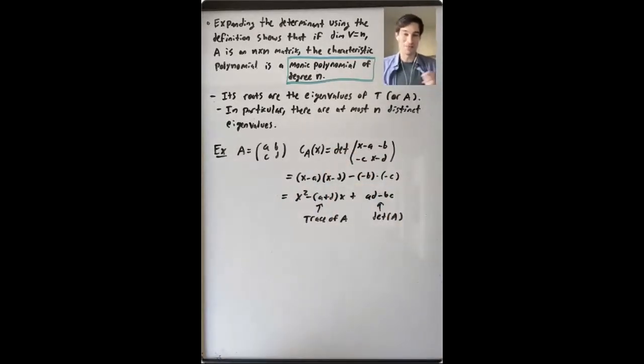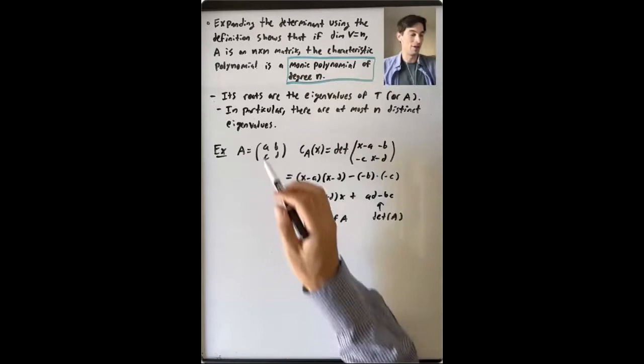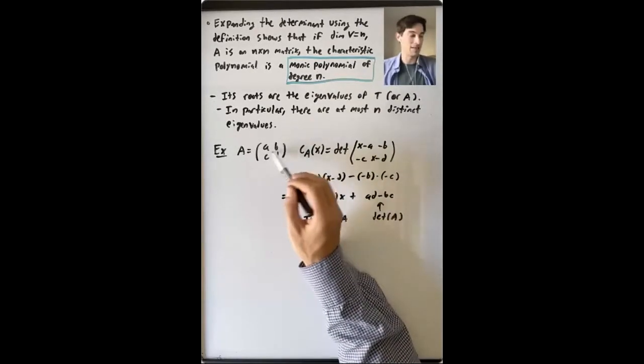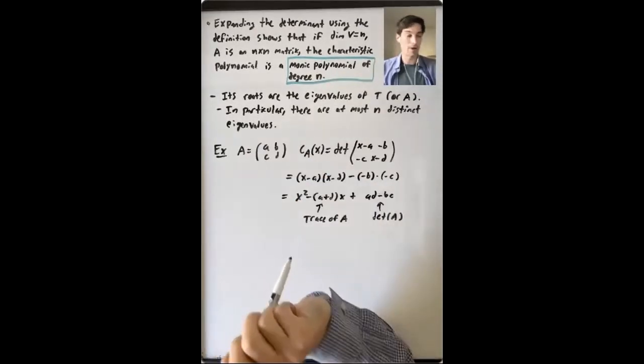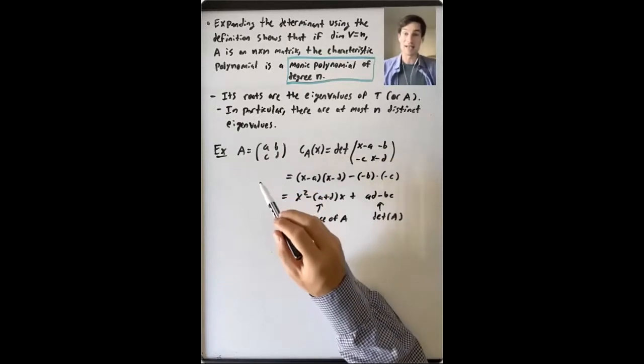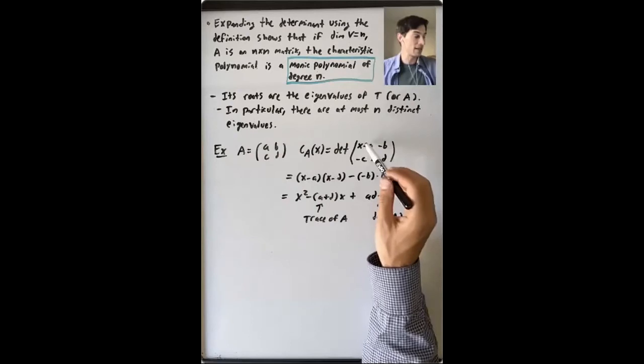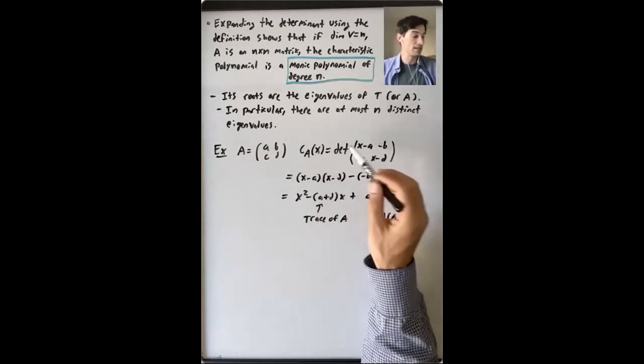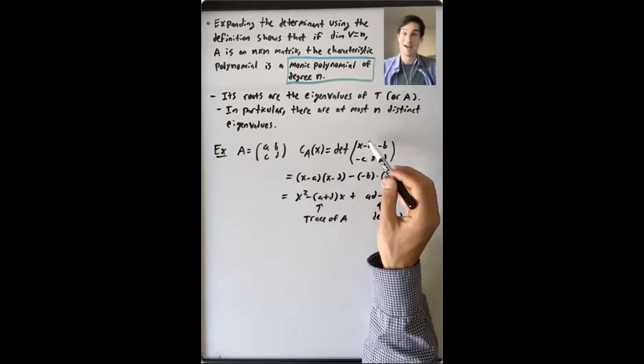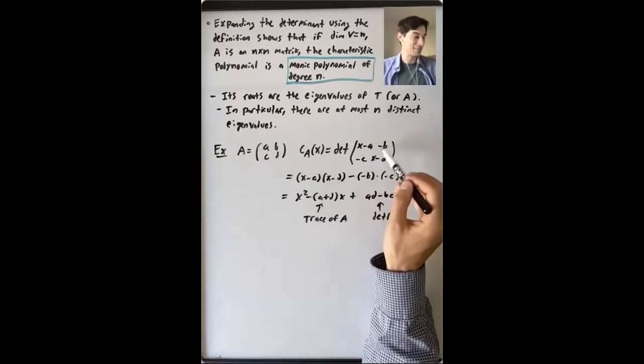So I just want to finish this video with a quick little example. If you have a 2 by 2 matrix with entries A, B, C, D, what is its characteristic polynomial? Well, you take x times the 2 by 2 identity matrix minus A. So you get this matrix: x minus A, x minus D, minus B, minus C. You take the determinant. I know how to take the determinant of a 2 by 2 matrix. It's this times this minus this times this.